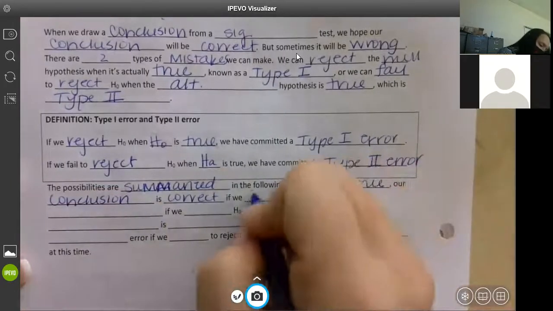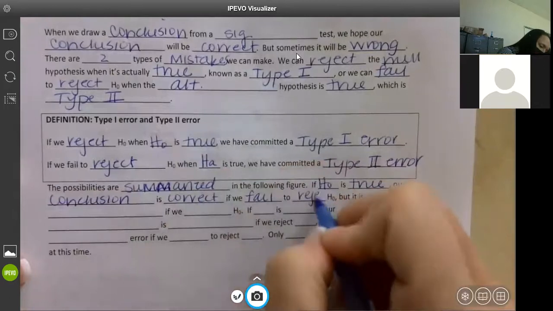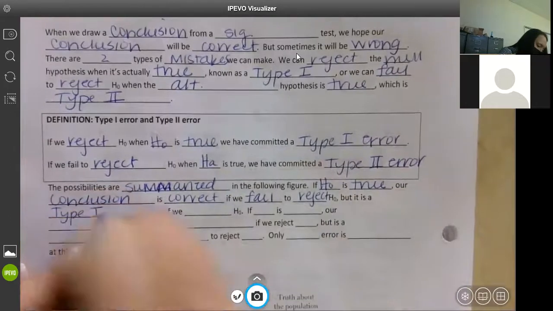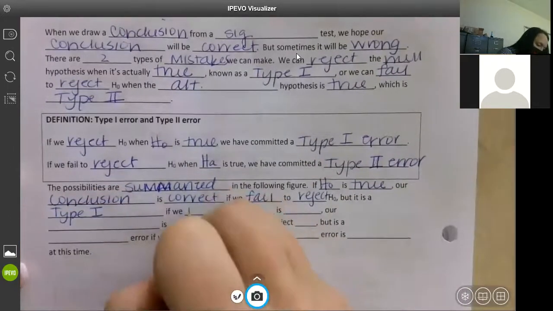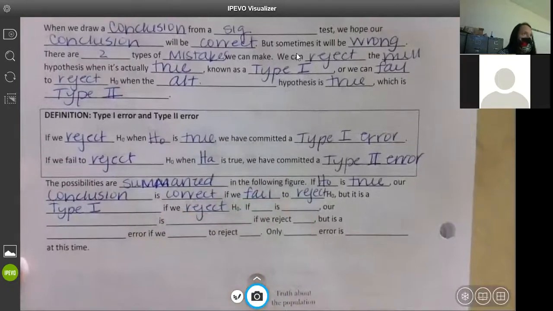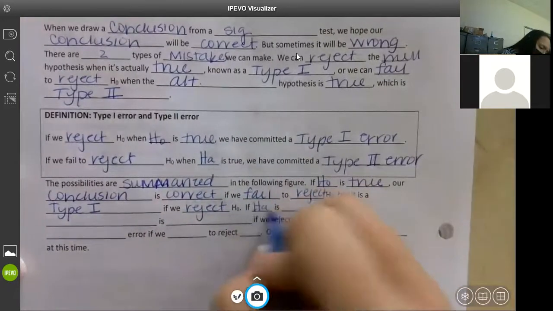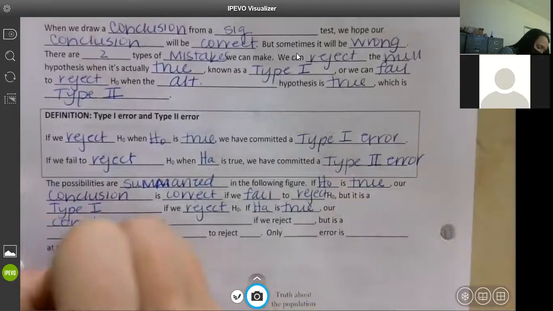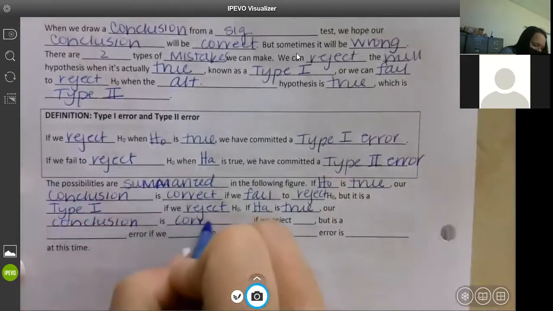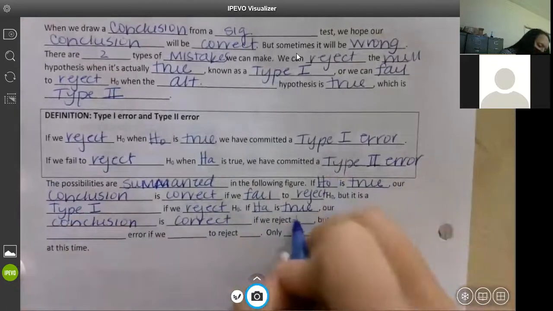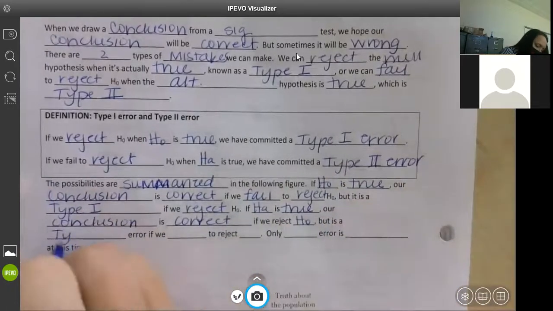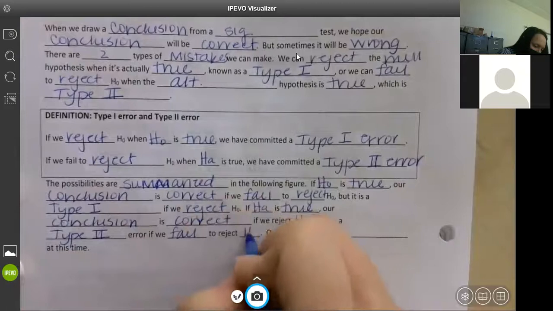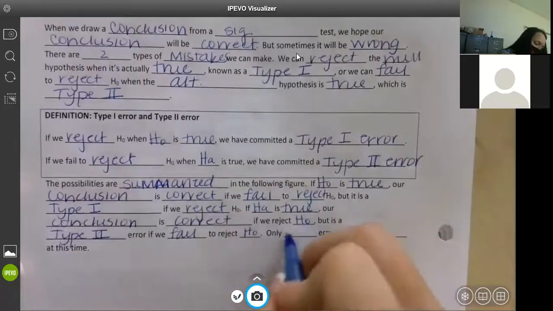If we fail to reject H sub O, that it is a type 1 if we reject H sub O. So this is just repeating everything that we just said. If H sub A is true, our conclusion is correct. If we reject H sub O, that is a type 2 if we fail to reject. Only one error is possible at one time.